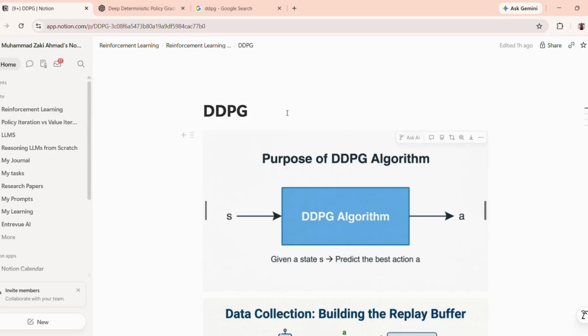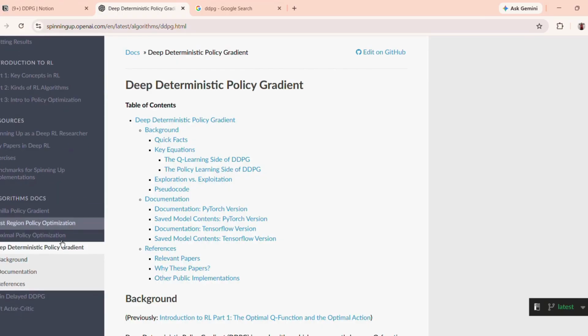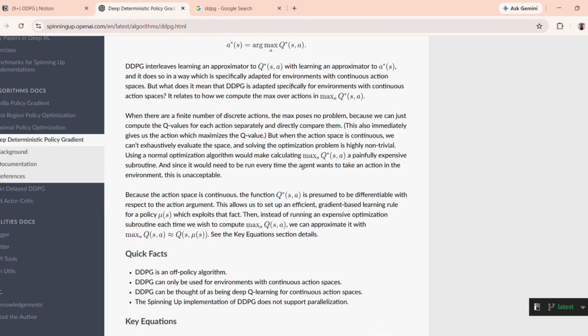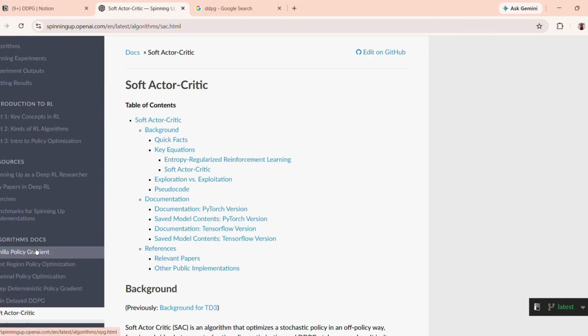If you want to find some reading material for it, then I would recommend the OpenAI Spinning Up docs. Here you can find all of these algorithms: the Deep Deterministic Policy Gradient, the Twin Delayed DDPG, the Soft Actor Critic method. Then you have the policy gradient methods like TRPO and PPO. Everything you can read from here. Now that you have understood the intuition behind DDPG, you can understand the DDPG algorithm itself. It is a little different than what I have taught you in the video, but basically the mental model is the same. The same mental model is going to work for twin delayed DDPG and the soft actor critic method.